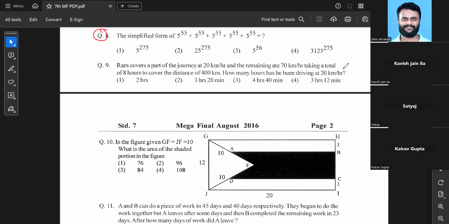See, first of all, there are 1, 2, 3, 4, 5. 5 times the same number is added, which means basically it is 5 multiplied by that particular number. That number is 5 raised to 55. So 5 is what? 5 raised to 1. So when you combine the bases together, it becomes 1 plus 55, that is 56. Okay, sir, understood. Option 2.